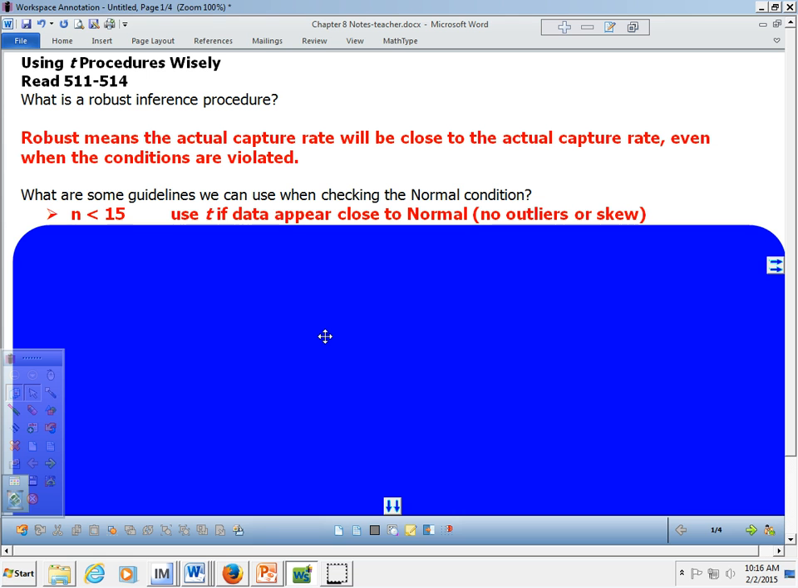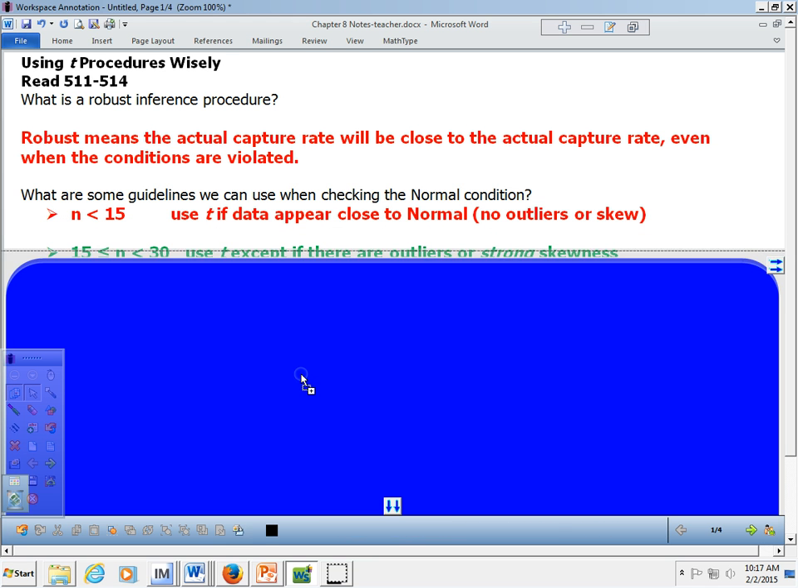If our sample size is less than 15, if n is less than 15, then we're still going to be able to use our T procedures if the distribution of the sample data appears close to normal. No outliers or any skewness much at all in our distribution. So we're going to have to take a look at the distribution of sample data, or take a look at what our raw sample data looks like.